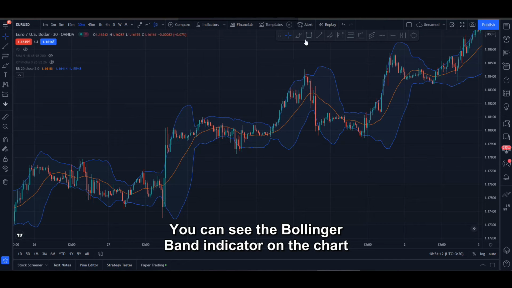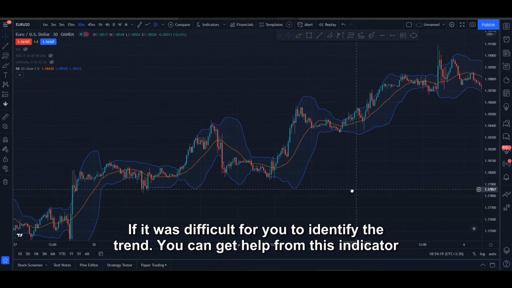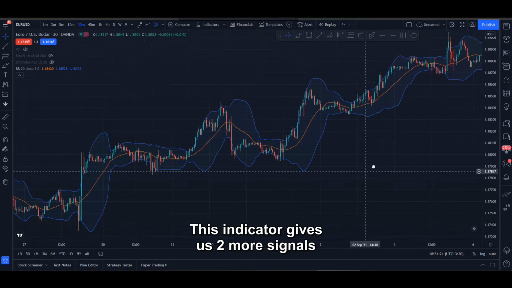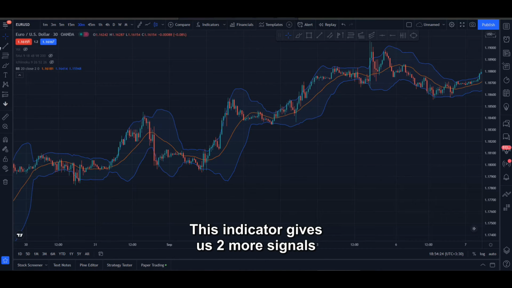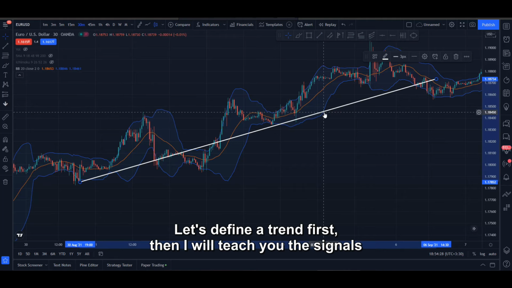Thanks. You can see the Bollinger Band indicator on the chart. If it was difficult for you to identify the trend, you can get help from this indicator. This indicator gives us two more signals. Let's define a trend first, then I will teach you the signals.